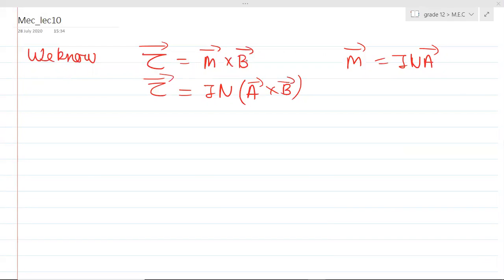Now, please write down the heading. First potential energy, afterwards.